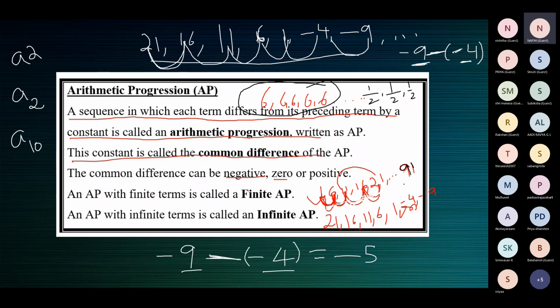So that's a finite AP. If you didn't know the last term, like 1, 6, 11, 16, 21, and so on, then the AP has infinite terms. Then it's called an infinite AP.